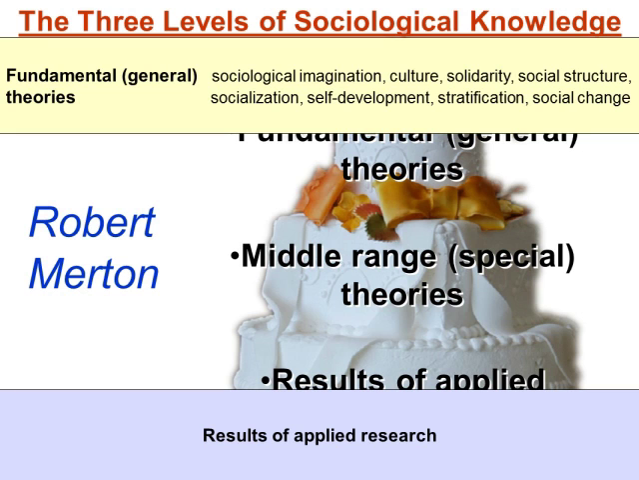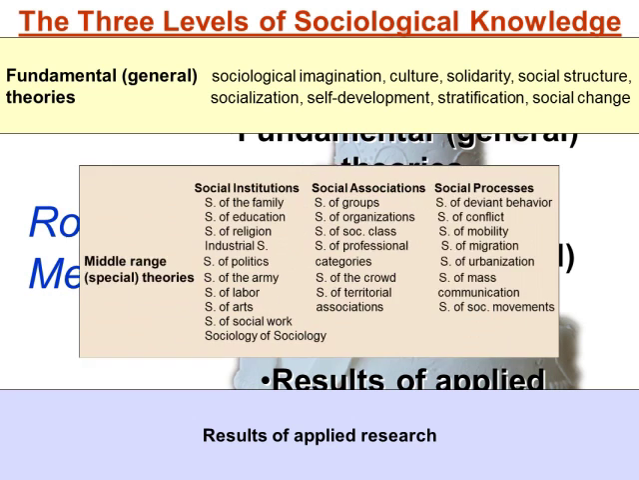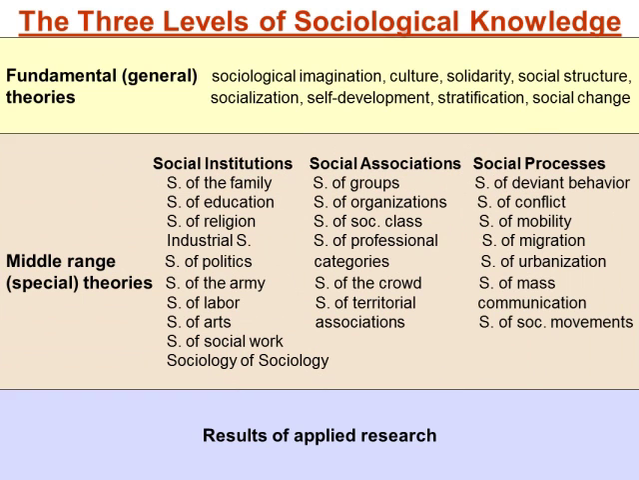Again, it's thanks to the American sociologist Robert Merton, who introduced the idea of middle range or special sociological theories. Now, those social philosophers could be a little more specific in their studies and talk about different social institutions, social associations, and social processes rather than talking about society in general. And those applied researchers could make some general conclusions after processing their findings.